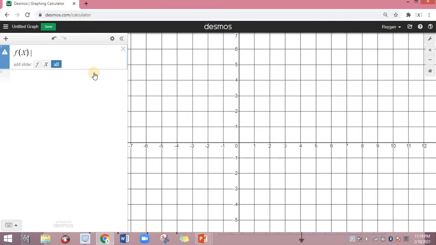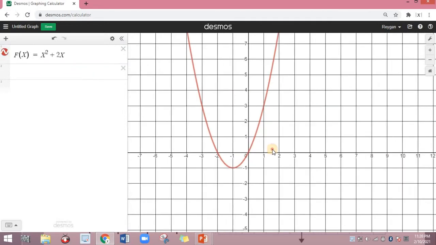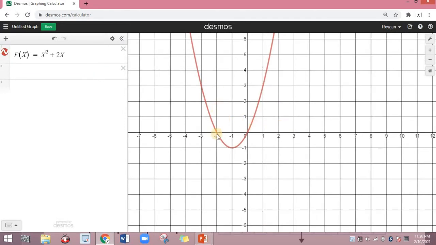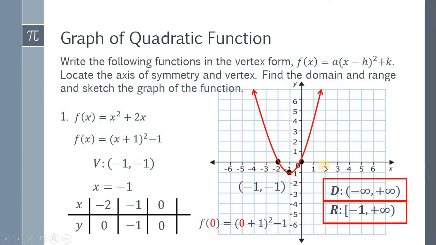Type nyo lang, f of x is equals to x squared plus 2x. Ito yung graph na makikita natin. Therefore, yung ating graph is correct. Kasi ito lang din yung nakita natin dun sa in-sketch natin kanina.